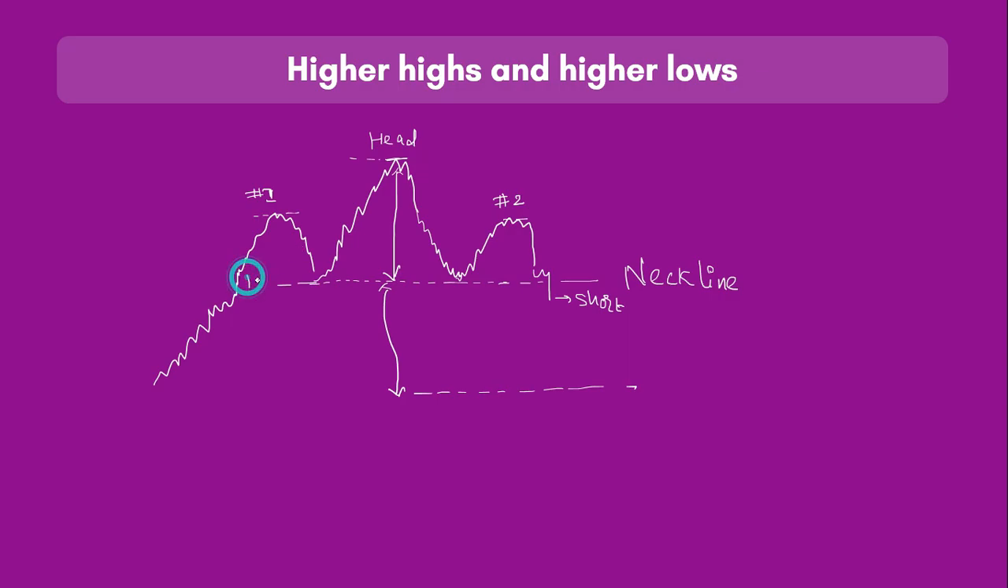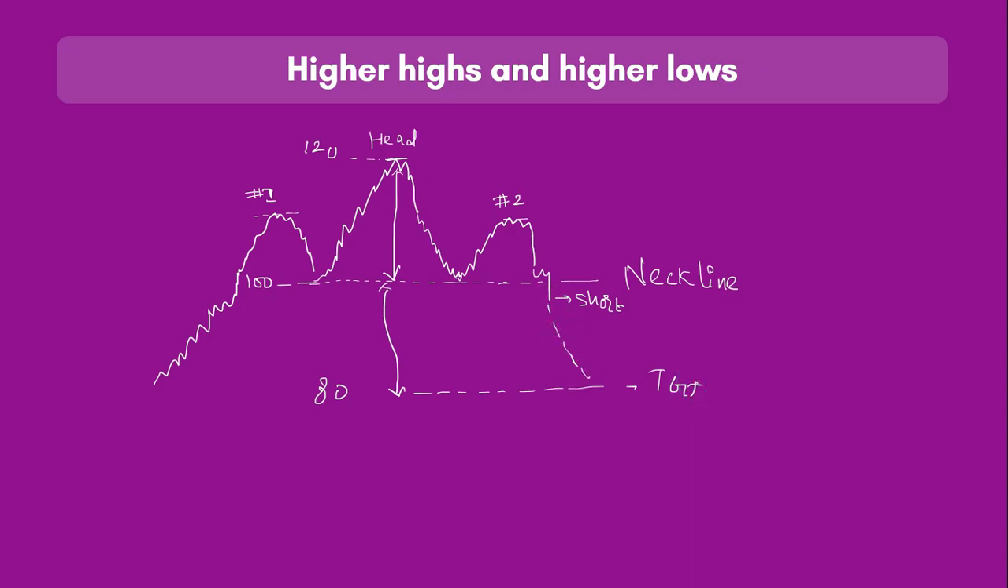For example, if the neckline is at 100 and the head is at 120, then the stock is expected to go down by 20 points to 80. So you short below 100, or below the neckline, and your target is 80, and the stock is expected to come down.